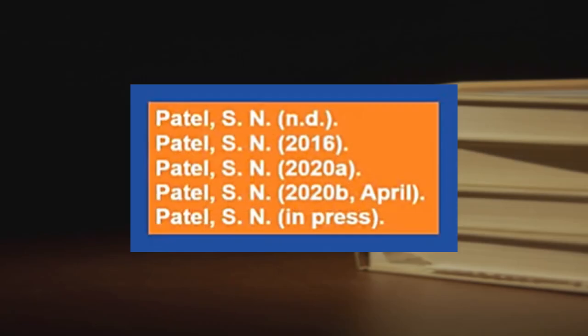Here are a few examples you can see on the slide. For example, if Patel SN has been placed at 6 places, what will be the sequence? The not dated will come first. If there are two with different years, then 2016 will come first and 2020 will go second. If there are two of the same year, then whatever has been published earlier may be marked with a small letter a, and the one published later in the same year can be marked with b. If something is in press, it should come at the last.